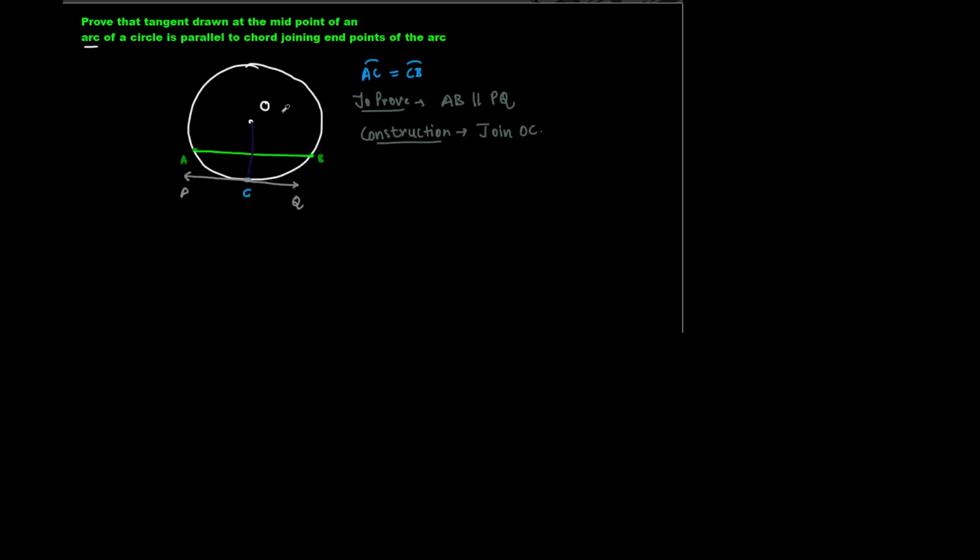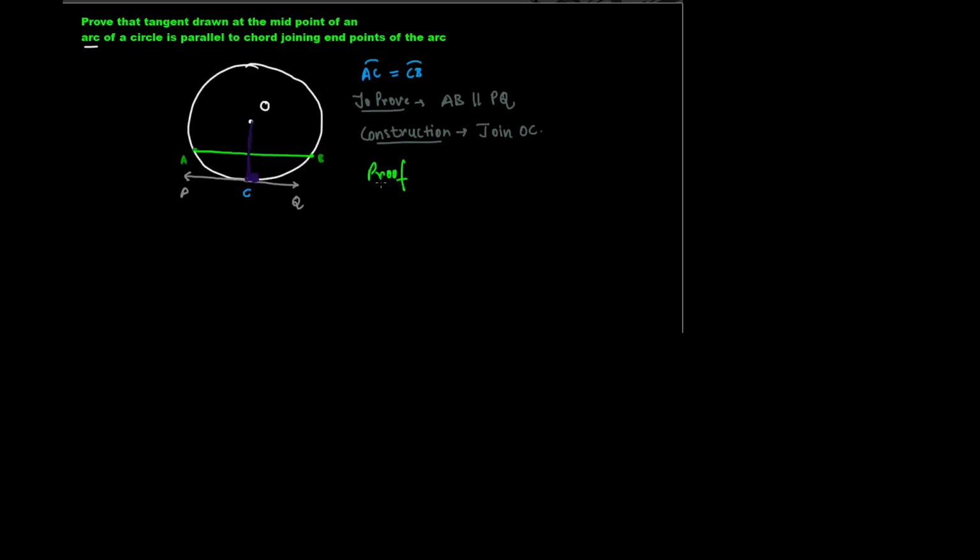Okay, so let me draw it properly. So OC is joined. Now I joined OC. Now after we join OC, the next thing which you can particularly mark is that this is 90 without doubt, right? So I can say join OC. After that, write down the proof.